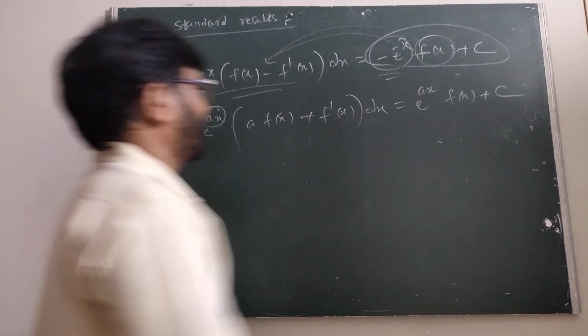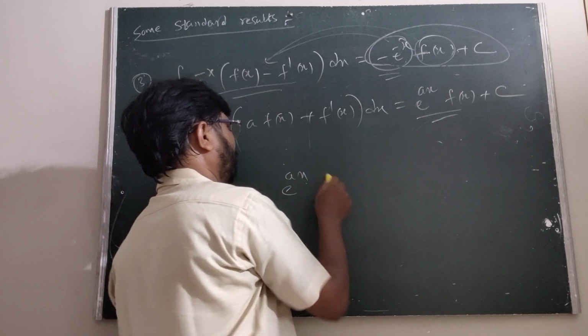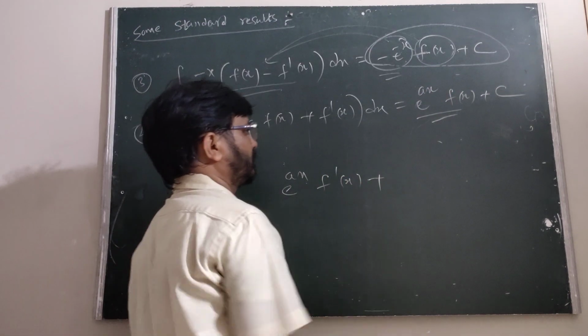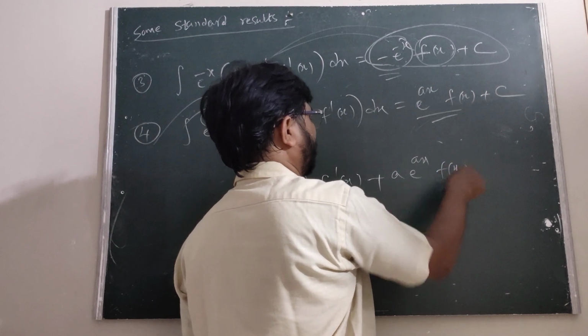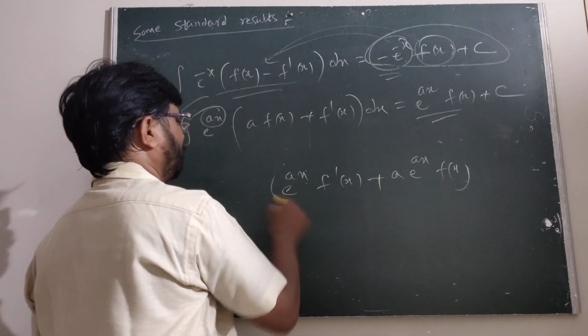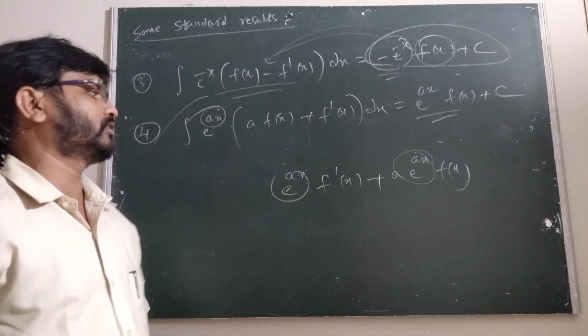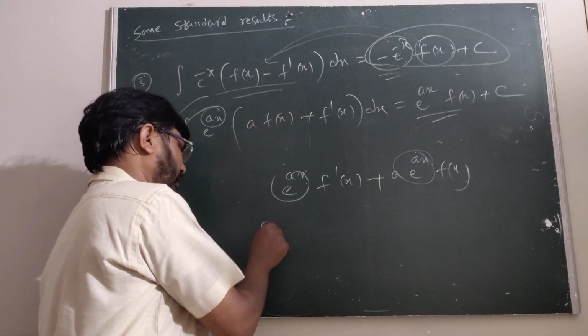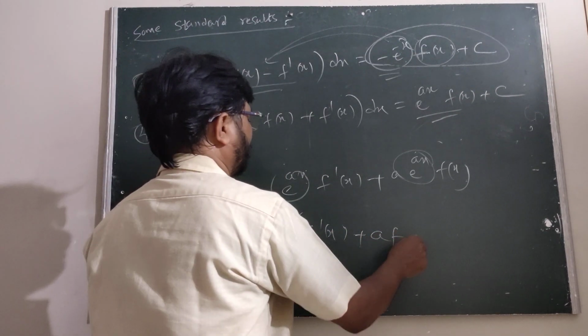of x. Suppose the derivative of this one, simply you can write e power ax, the derivative of f of x is f dash of x. Now here a into e power ax f of x, the derivative of c is 0. When we take e power ax as the common factor, a into f of x plus f dash of x, we get e power ax f dash of x plus a into f of x.